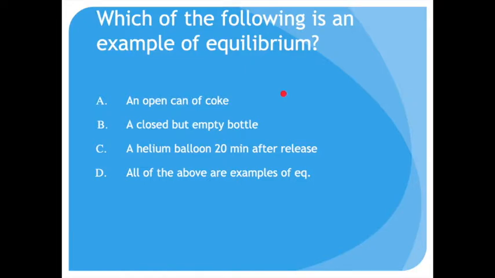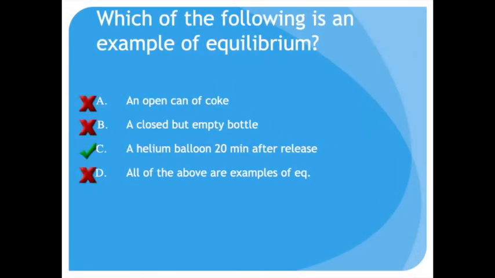Which of the following is an example of equilibrium? A can of open Coke, a closed but empty bottle, a helium balloon 20 minutes after release, or all of the above are examples of equilibrium. If you said the helium balloon, you are correct.